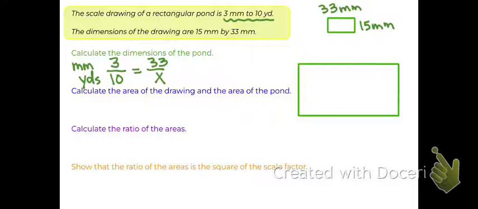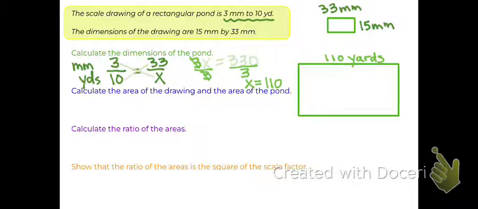Now we need to solve this by cross multiplying. 3 times x is 3x, and 10 times 33 is 330. Now if we want to solve for x, we're going to undo this multiplying by 3 by dividing by 3, because 3 divided by 3 cancels out. And we need to also divide by 3 on the right side. And so we're left with x equals 110. So 33 millimeters is 110 yards.